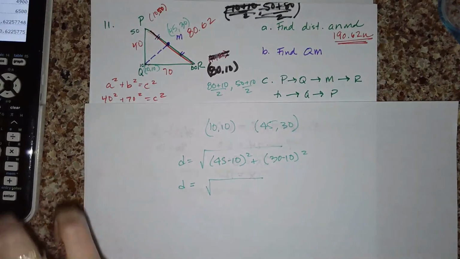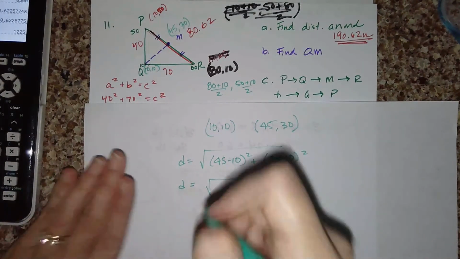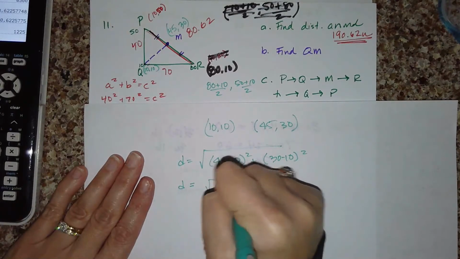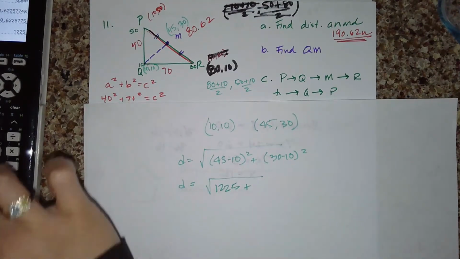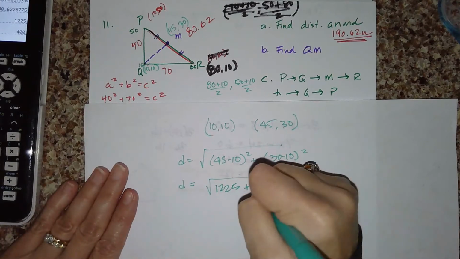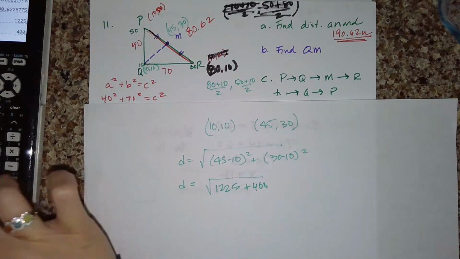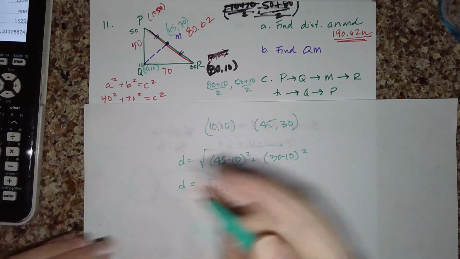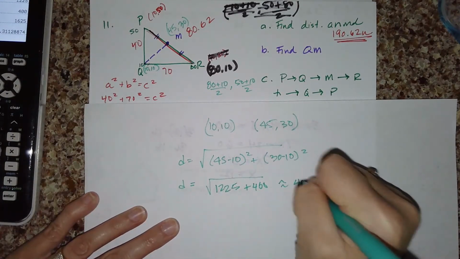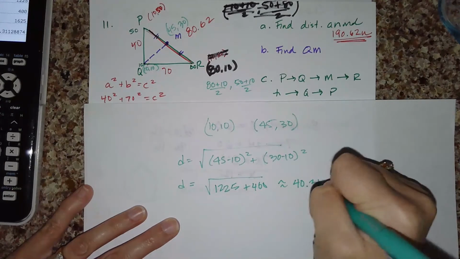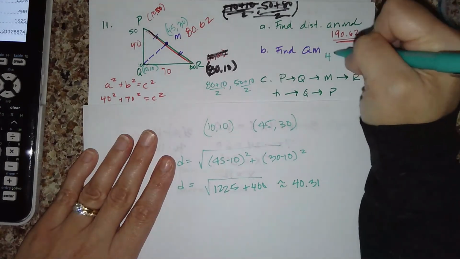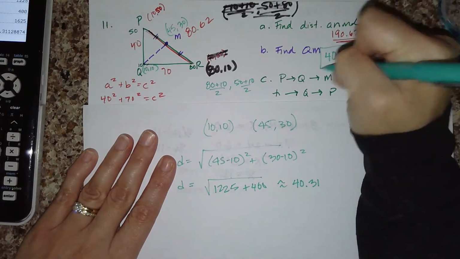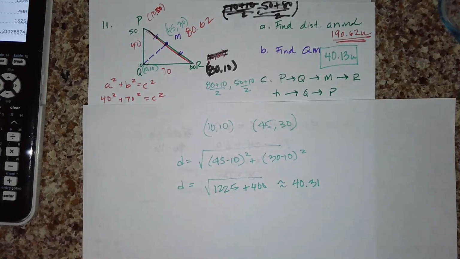All right, so I get 35 squared, which I put in my calculator, and I get 1,225. And then I get 20 squared, which is 400. I add those two things together and take the square root, and I get approximately 40.31. So my QM is approximately, if I had the right coordinates there, 40.31 units.